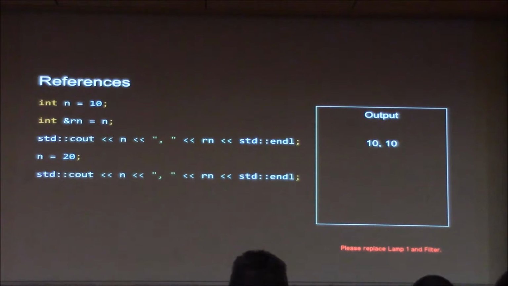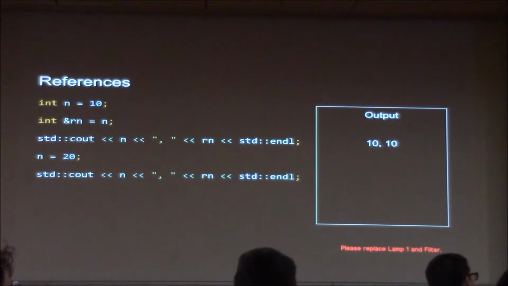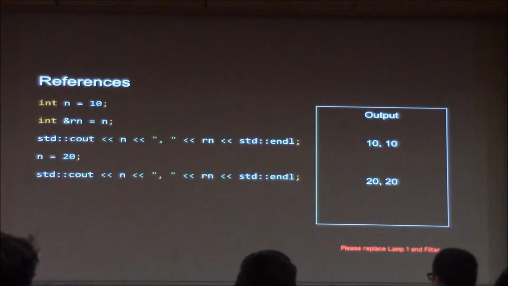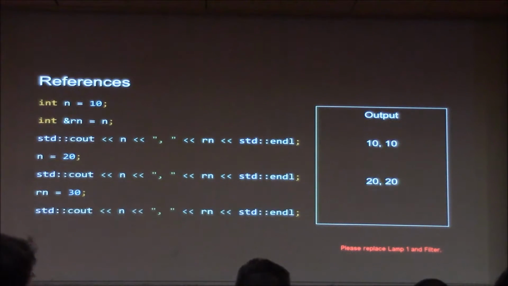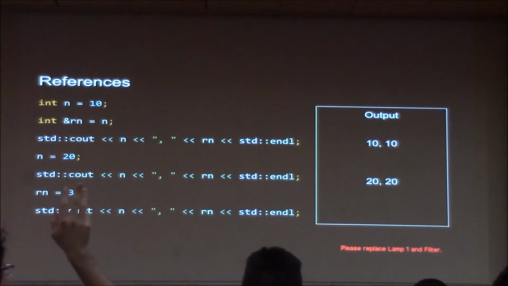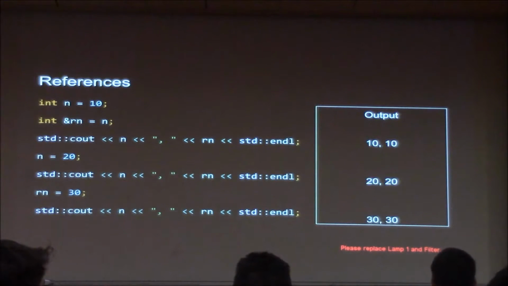20, 20. Any other answers? Yes, it's 20, 20. Great. And again, what happens if I say Rn is equal to 30? What is going to be the output of this particular line? Anyone? 20, 30? No, actually it's 30, 30.